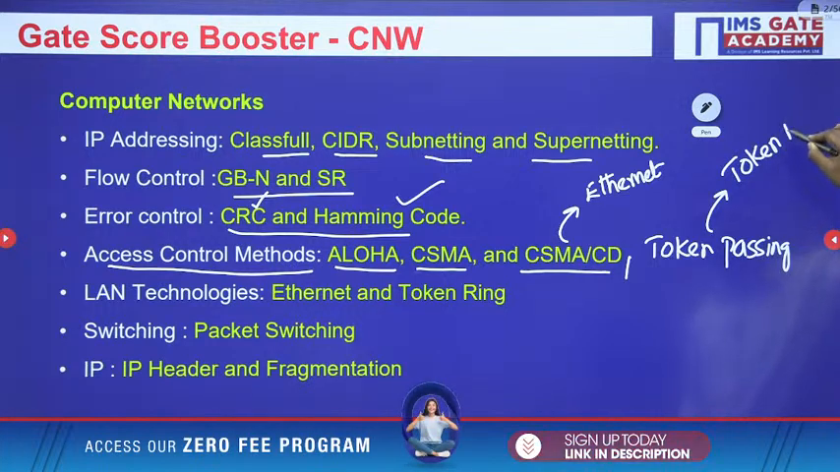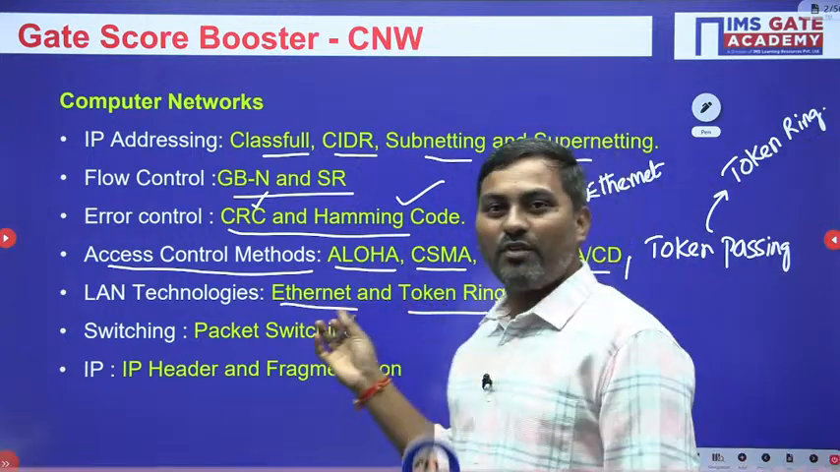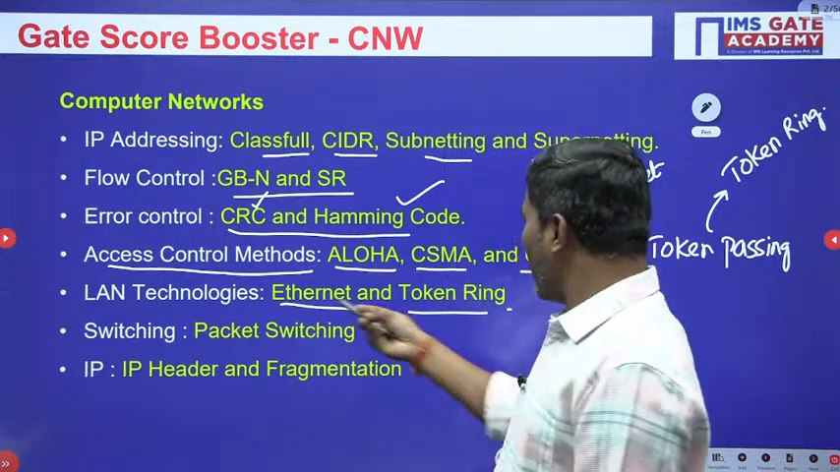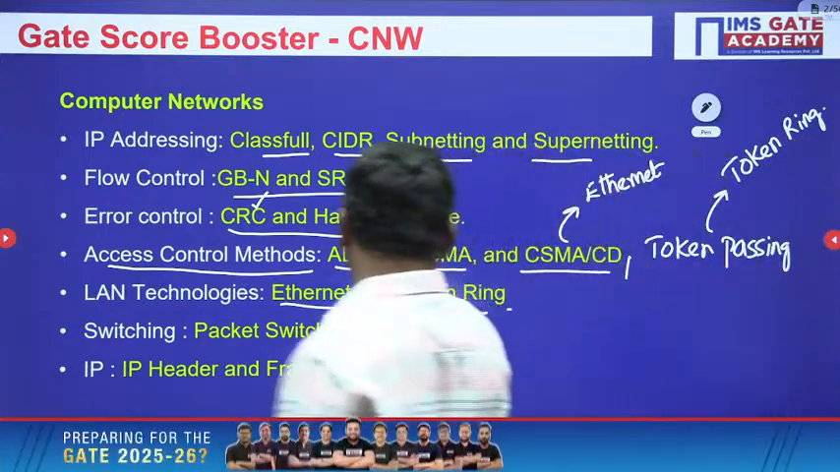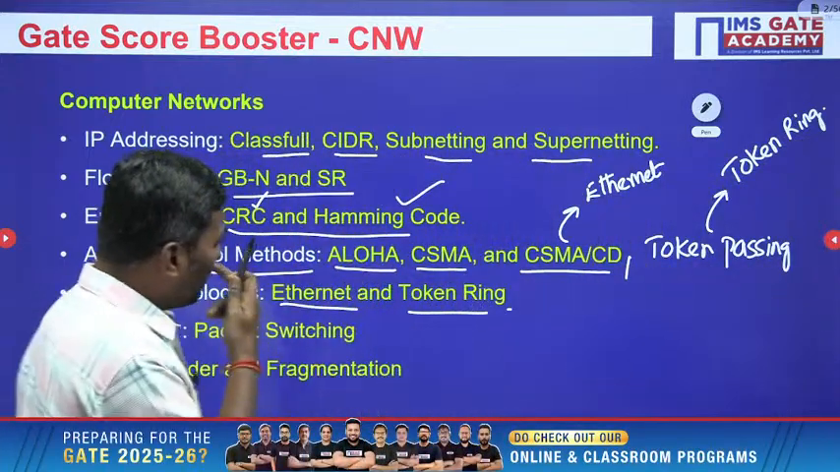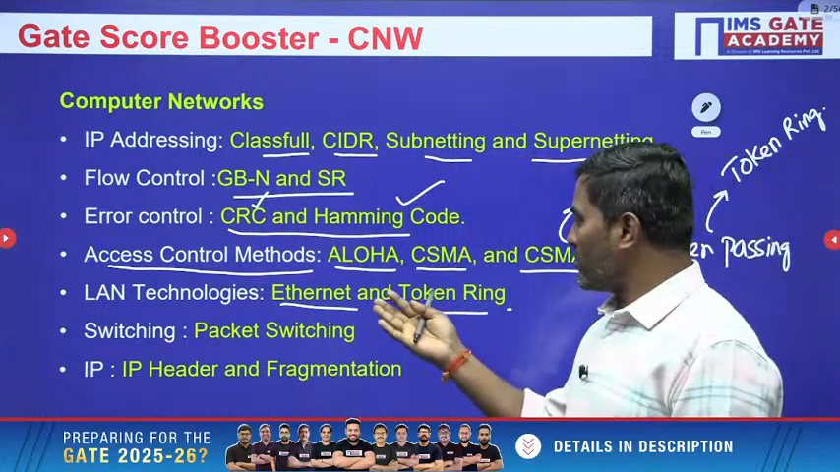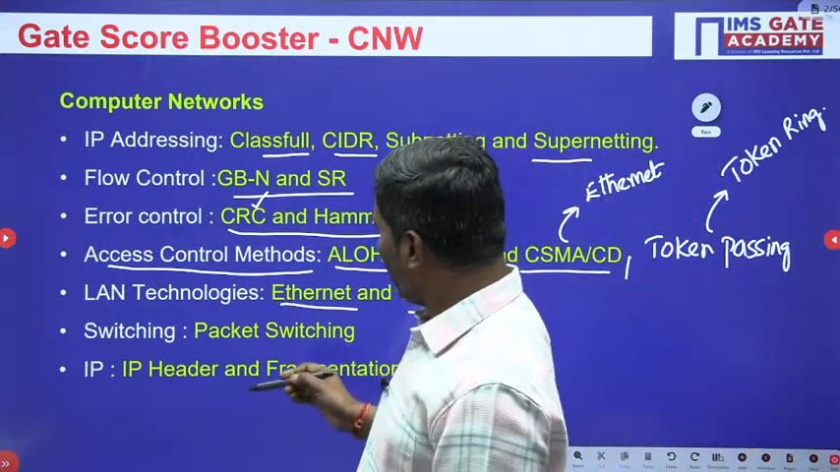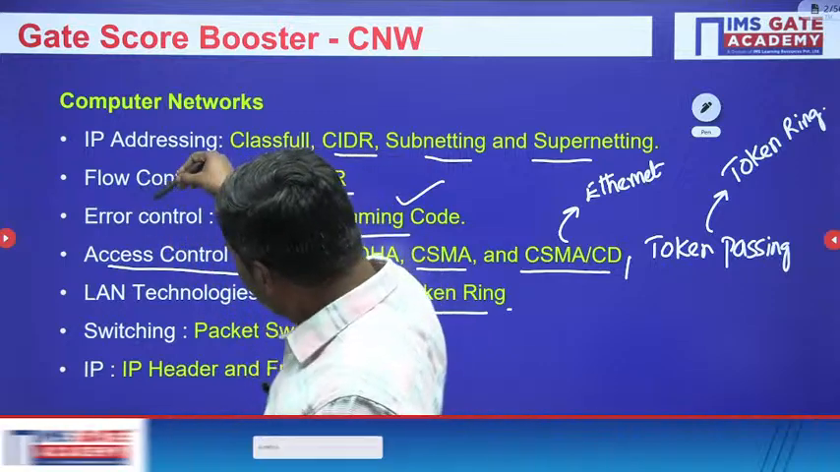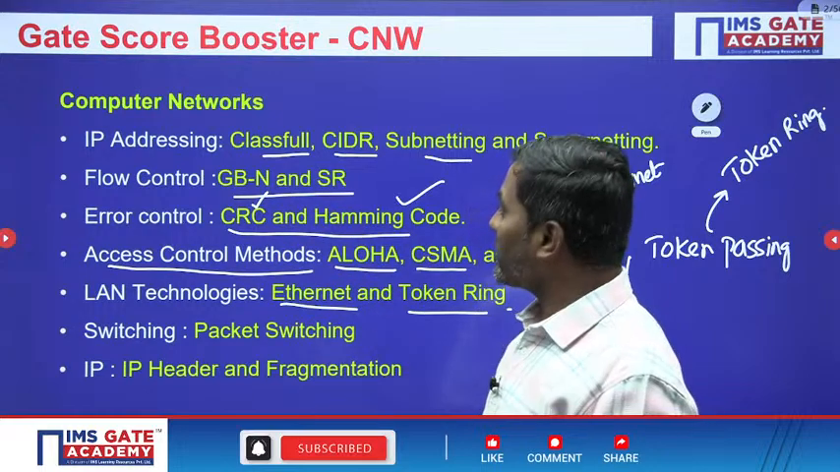Token ring is one of the LAN technologies. So focus on the LAN technologies Ethernet and token ring. Very straightforward questions can be seen on token ring and Ethernet, a little related to CSMA/CD, and they can frame a question like this: if you take CSMA one-persistent, is that mechanism used in Ethernet only, correct or not? So the flow control, error control and access control all come under the data link layer.